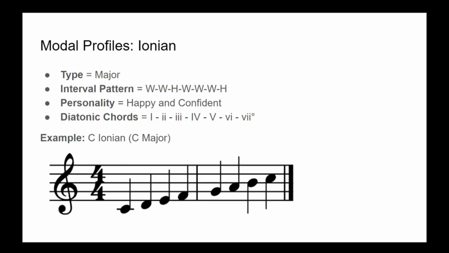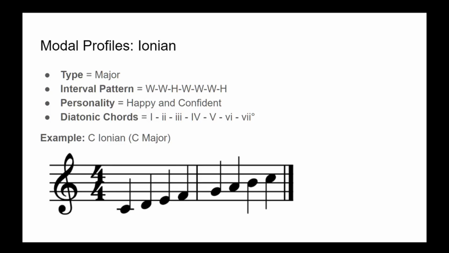The Ionian mode is the major scale. To create a major scale out of any note, start with your tonic and move up a whole step, another whole step, a half step, 3 more whole steps, and then 1 last half step. The emotional feel and personality of the major scale, or the Ionian mode, is a very happy and confident feeling. And the diatonic chords are a major 1st, minor 2nd, minor 3rd, major 4th, major 5th, minor 6th, and diminished 7th.